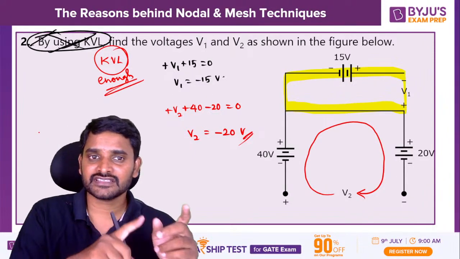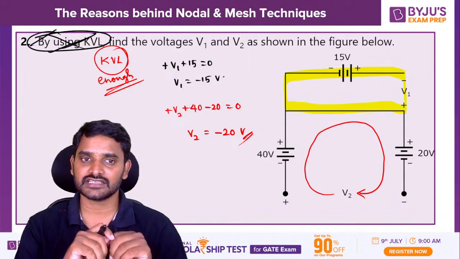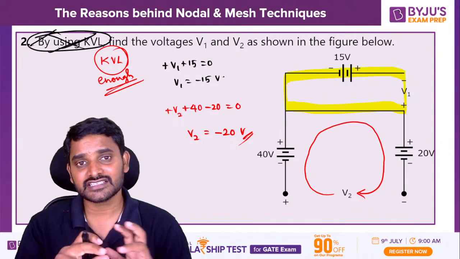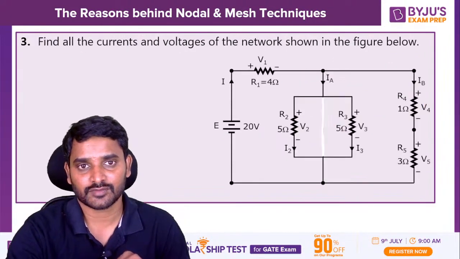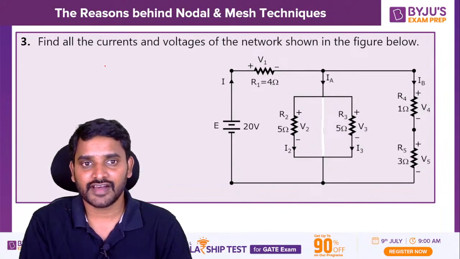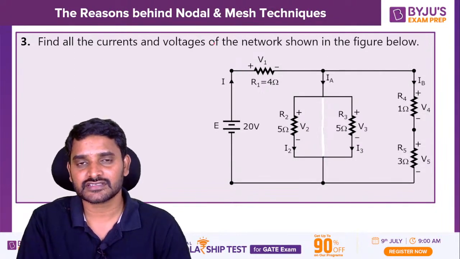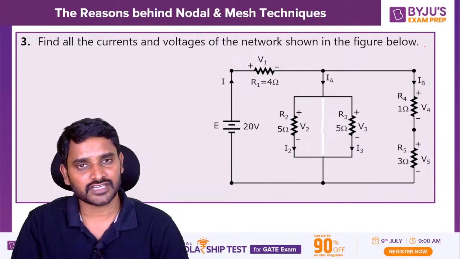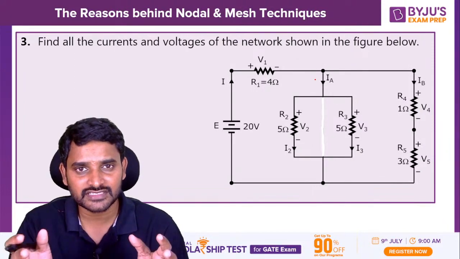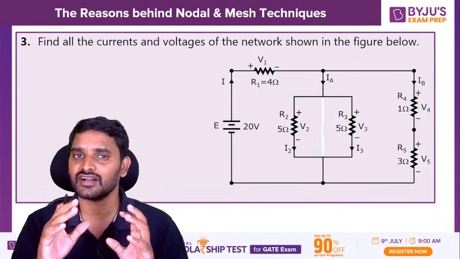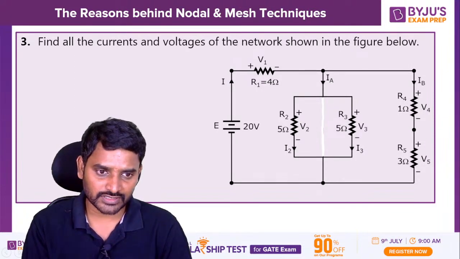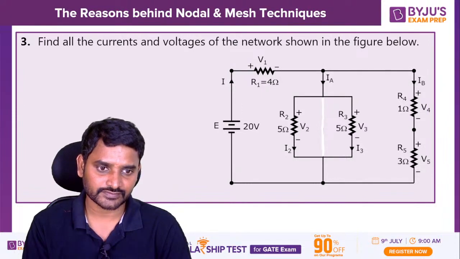Okay. In the previous network, we applied only KCL. In this network, we applied only KVL. So these are the basic laws. Let us see one more network. Here, this is the network. Find all the currents and voltages of the network shown in the figure below. The network is given with multiple resistors and a voltage source, and it asks for all the currents and voltages.